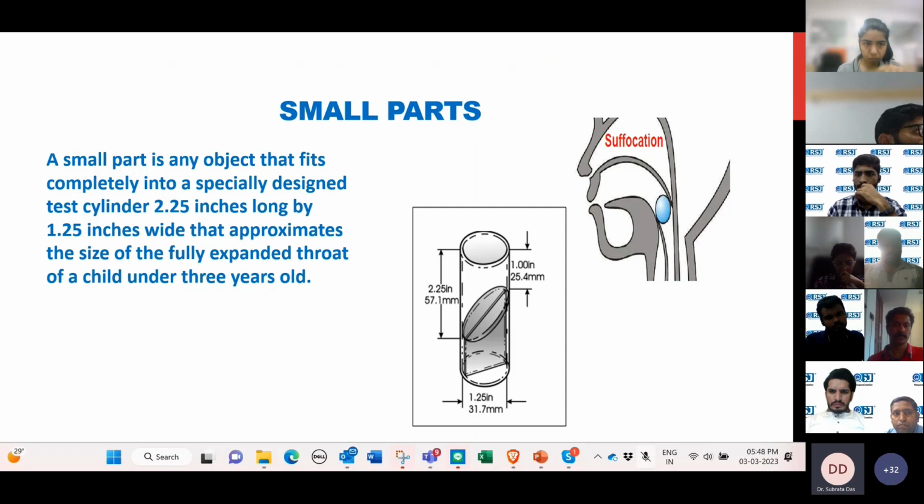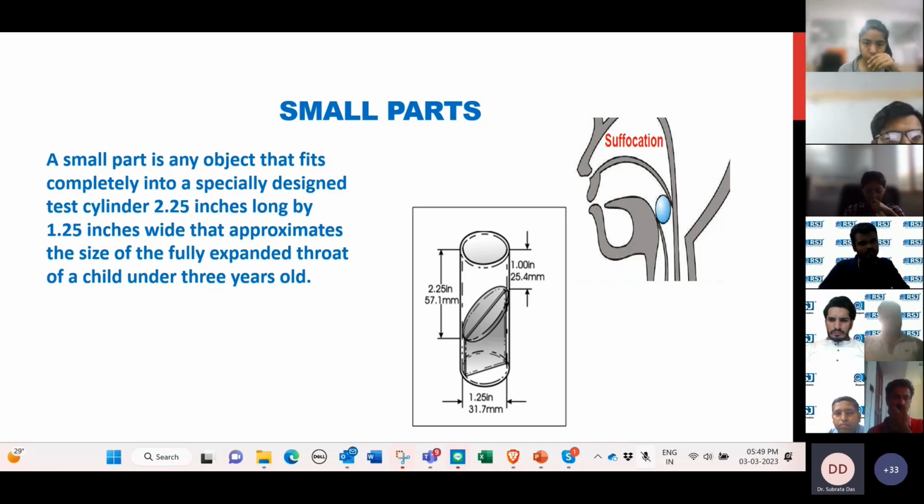Now, how do we define a small part? That is the best way to represent it. There is a particular test cylinder for that. This cylinder has been designed as per a human throat, so it is designed according to that.